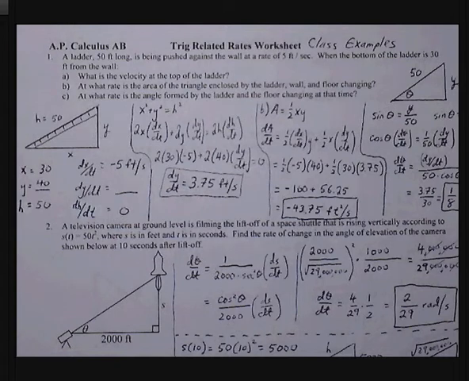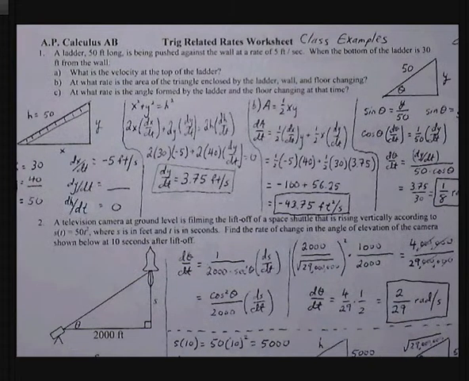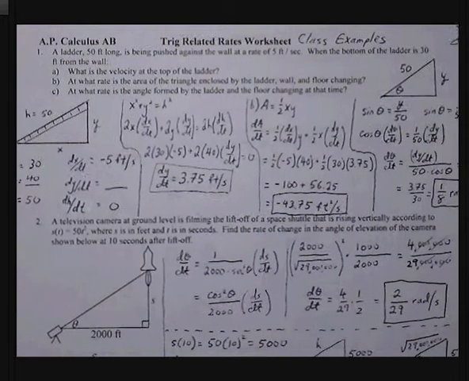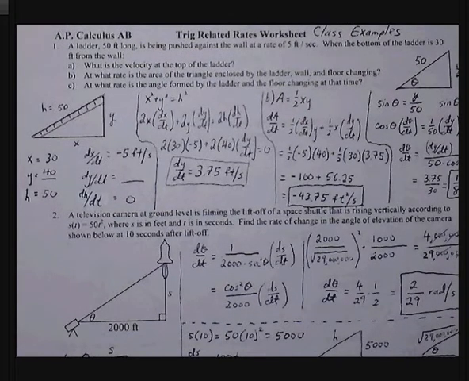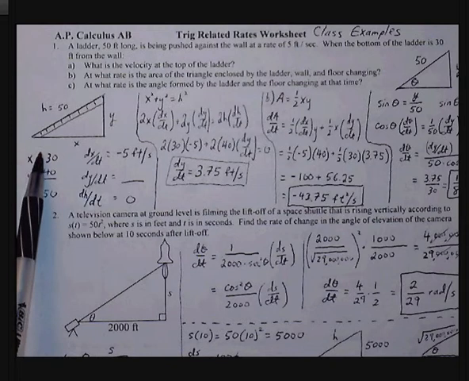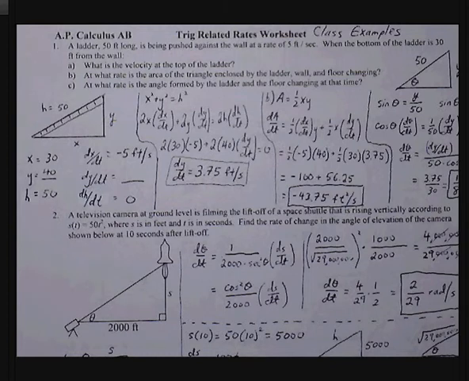Let's look at trig-related rates class examples. For number 1, A and B should be familiar. It's just with part C, this is where we're going to require a trig function in order to solve. So a ladder 50 foot long is being pushed against the wall at a rate of 5 feet per second. When the bottom of the ladder is 30 feet from the wall, what is the velocity at the top of the ladder?